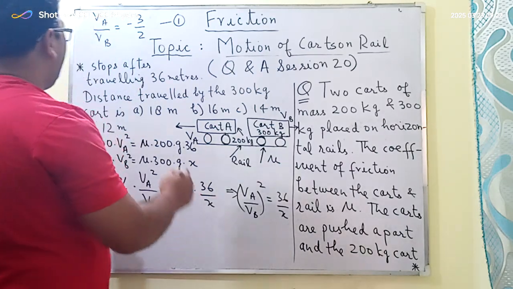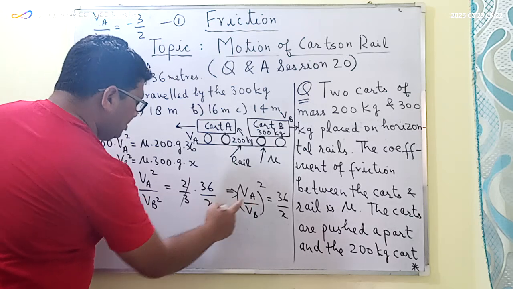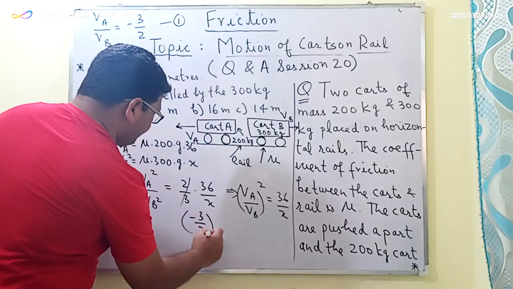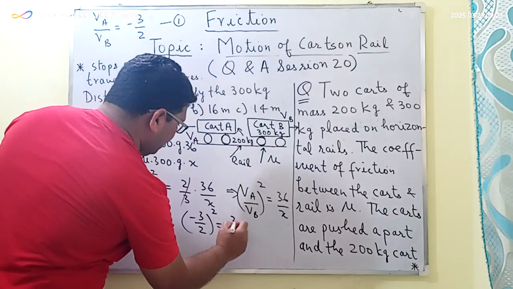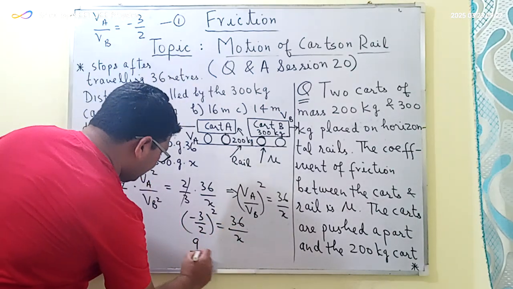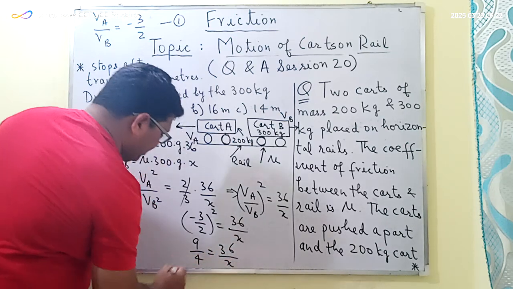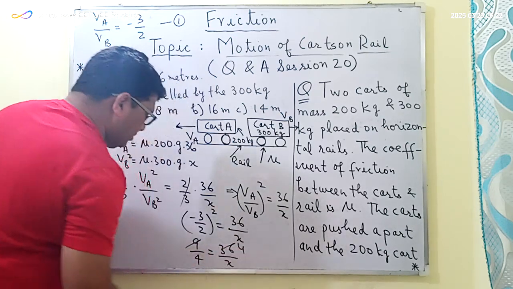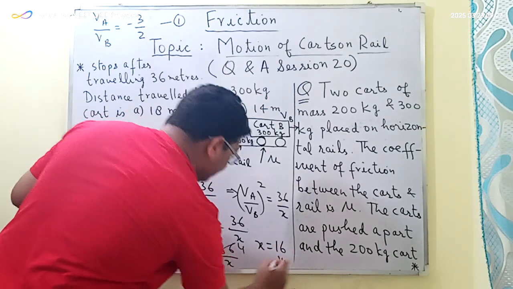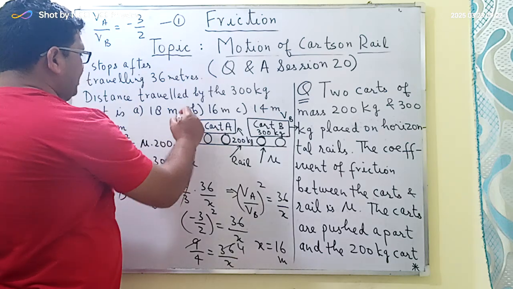Now VA by VB is equal to minus 3 by 2, so minus 3 by 2 whole square is equal to 36 by X. This gives 9 by 4 equal to 36 by X. So X is equal to 16 meters. So the correct option is B.